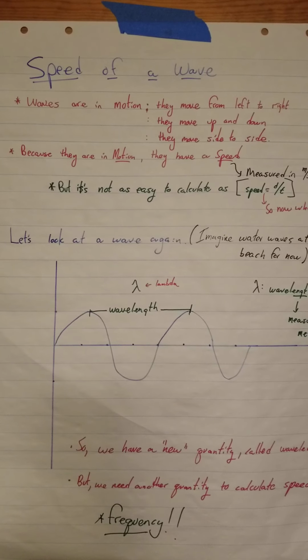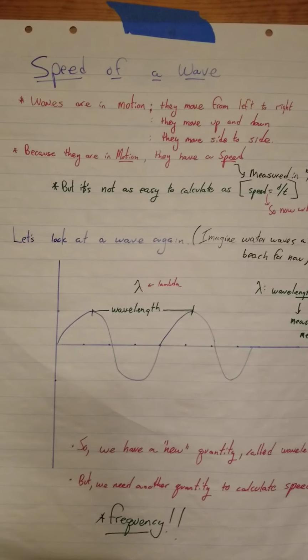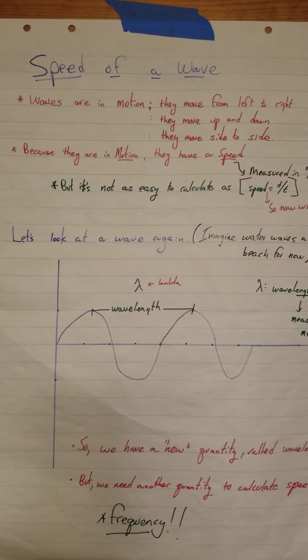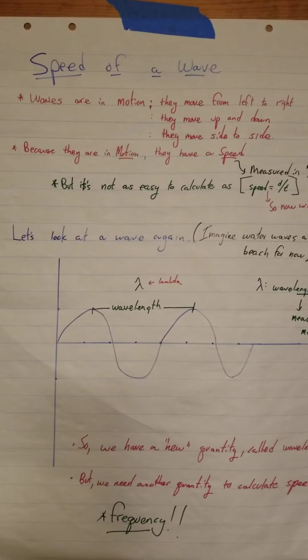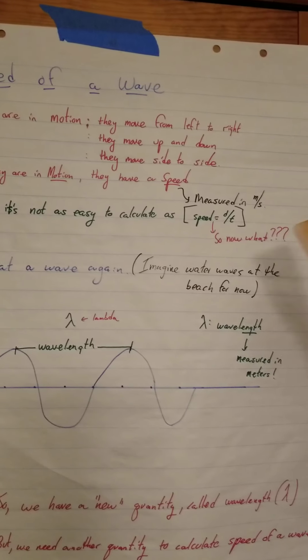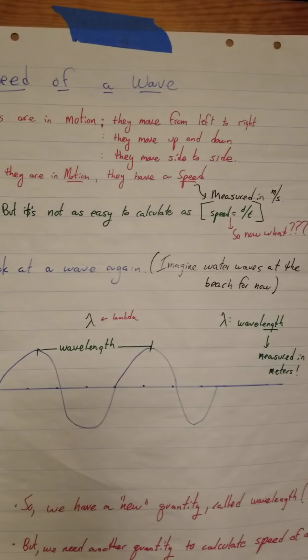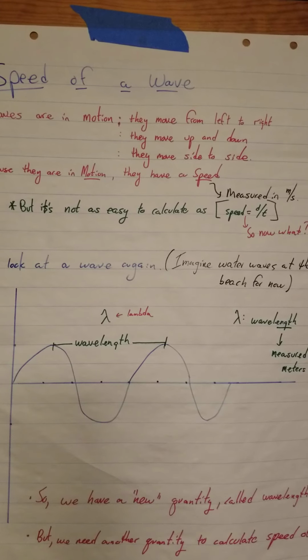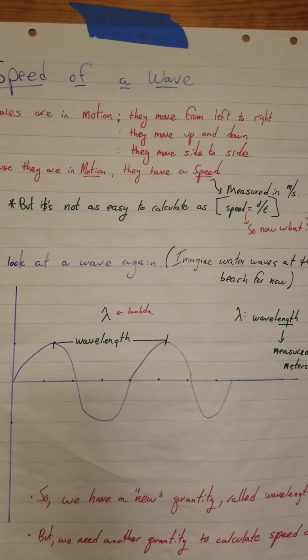They can move up and down, so you can have a slinky moving up and down that can act like a wave. Or you can have something moving side to side. But either way you look at it, it's motion. So because they are in motion, they have speed. Speed is measured in meters per second. Hopefully you remember that from earlier in the semester.